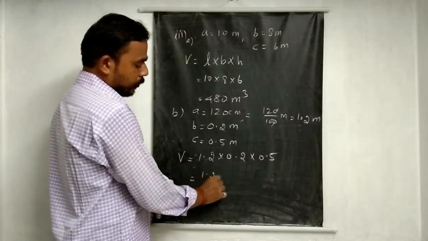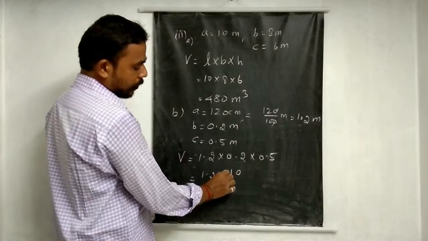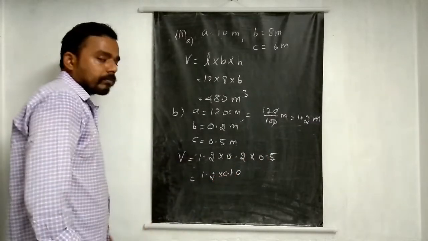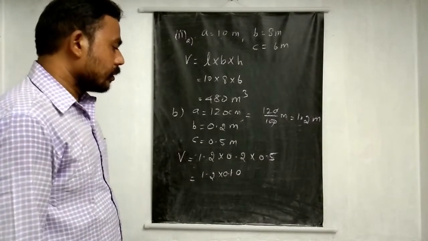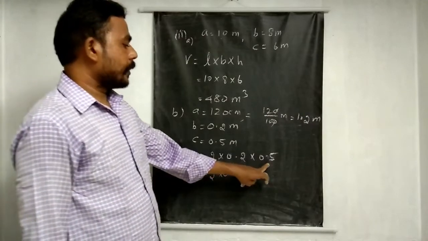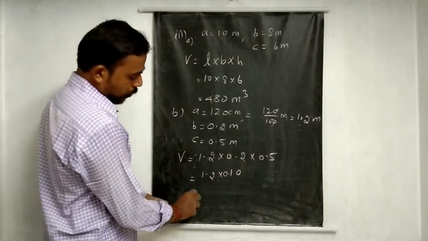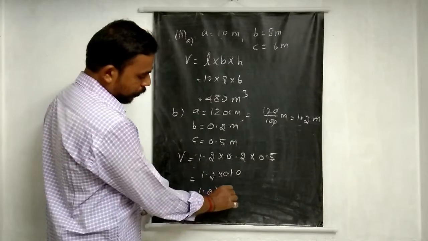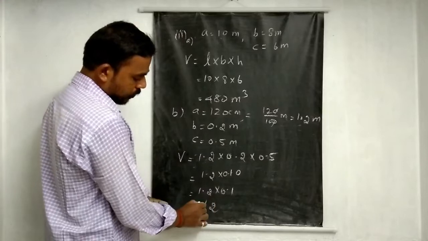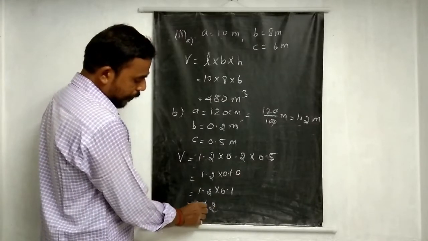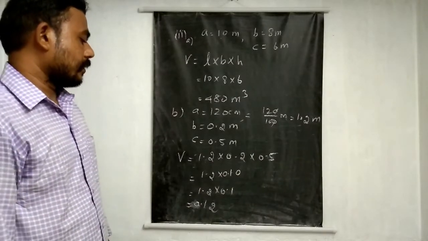So 0.2 times 0.5, 2 5s are 10, but with 2 decimal places, so it's 0.1. So 1.2 into 0.1. So that is 12, with 2 decimal places. So finally 0.12 is the answer.